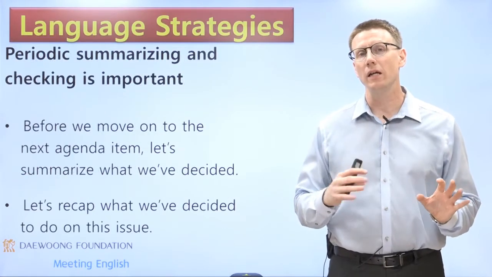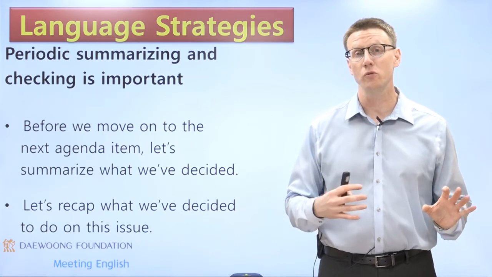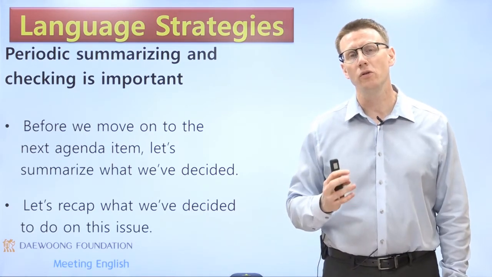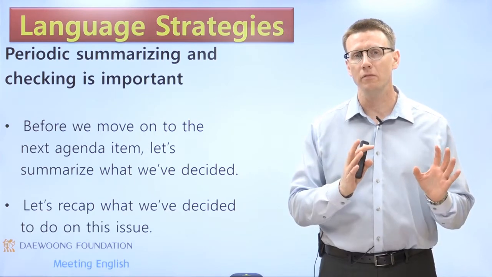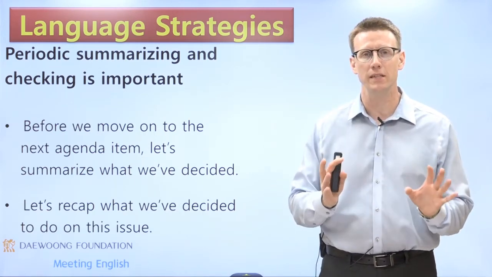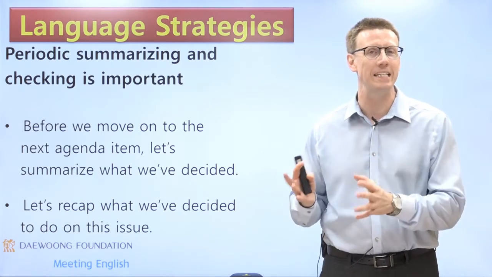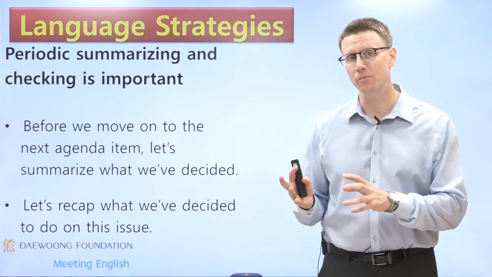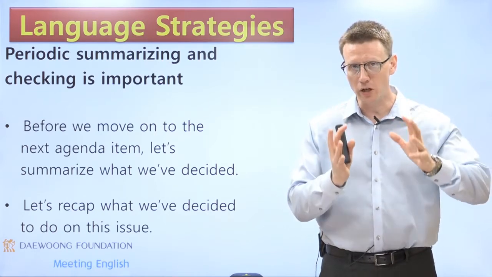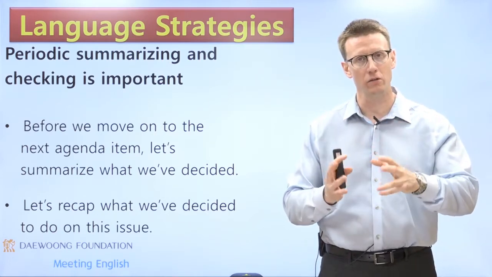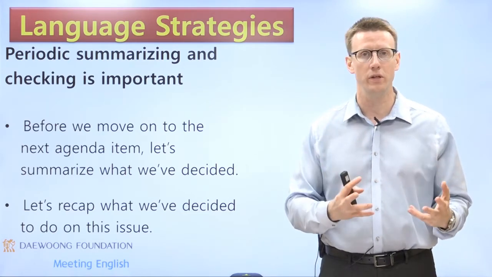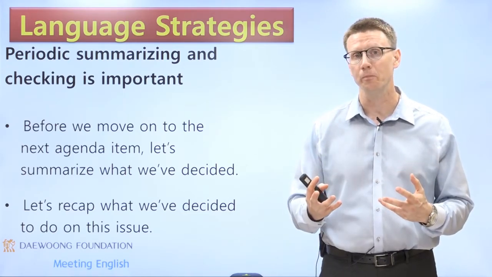Okay, now we're going to look at a language strategy related to summarizing and confirming. One of the things we notice about meetings is that a lot of people make the mistake of trying to summarize everything that was decided or agreed upon at the end of the meeting. Of course, that is important. You should have time at the end of the meeting to go through each item you've discussed, each agenda or each issue, to make sure that we all understand what we've agreed to, what we've decided to do.